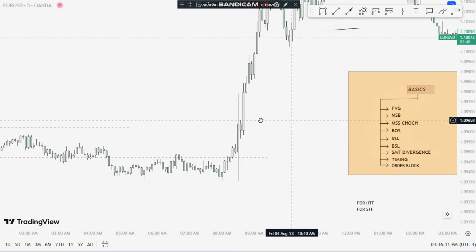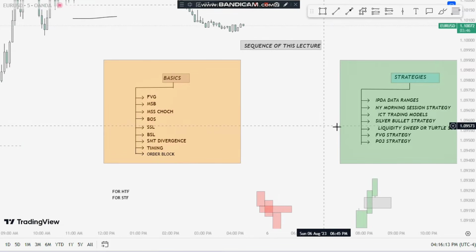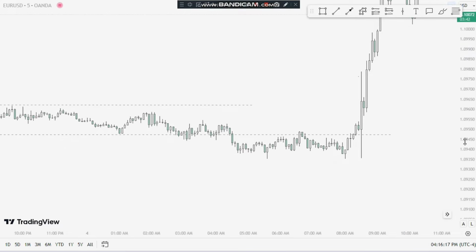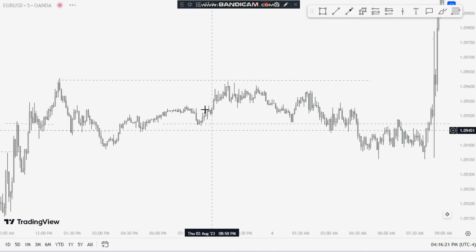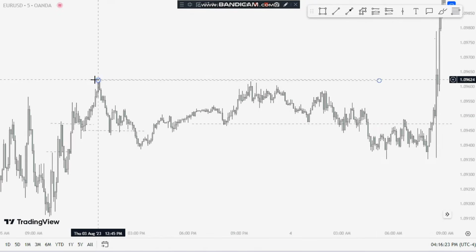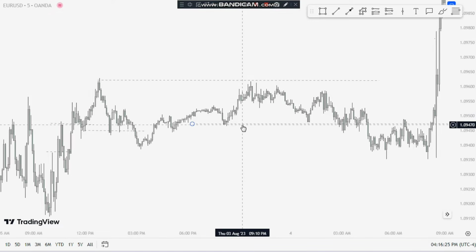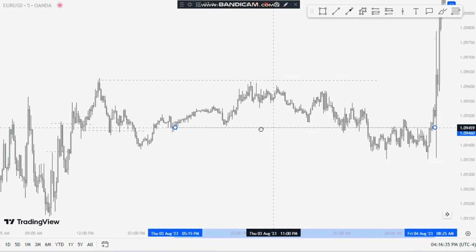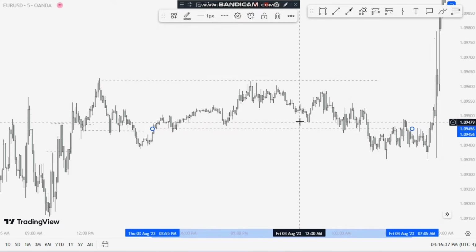We will discuss it in detail in the liquidity sweep or turtle soup strategy, but I will briefly explain it here. Usually the liquidity level is the support or resistance level, or it can be the daily highs and lows or the weekly highs and lows. So you can see here, this is the resistance and the price is pumping from here again and again. So this is the support.